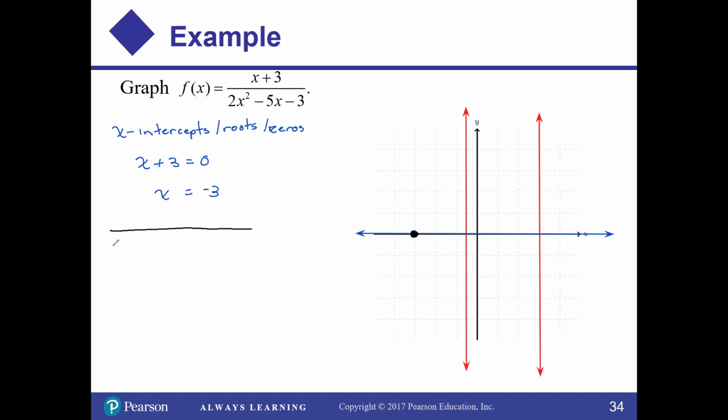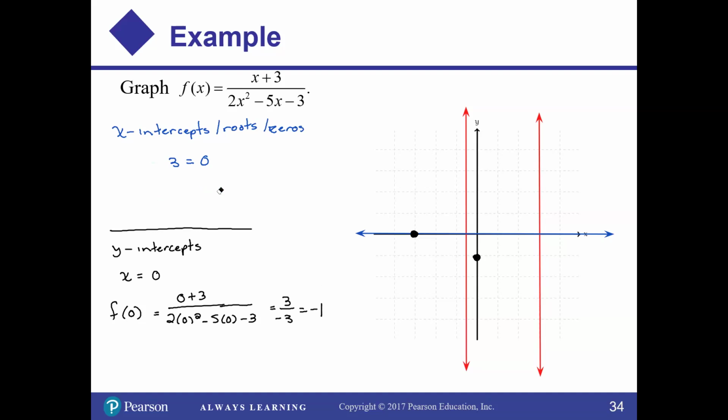Now, if I want my y-intercept, I have to look at when x is 0, so I have to look at f of 0. So I have 0 plus 3 over 2 times 0 squared minus 5 times 0 minus 3. So I get 3 over -3, which is -1. So that is where I cross the y-axis. Now we need just a few additional points to get a general idea of what's going on here.